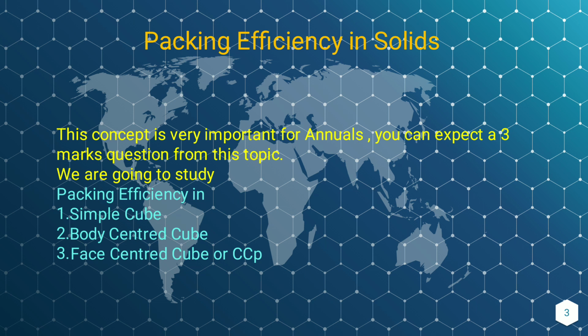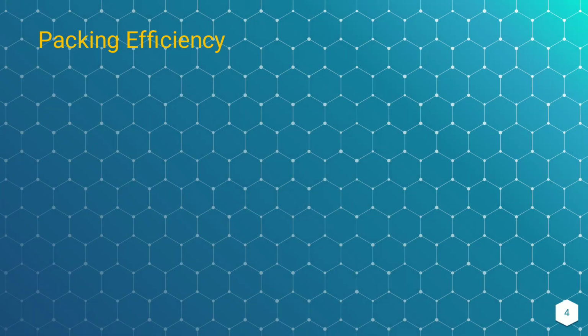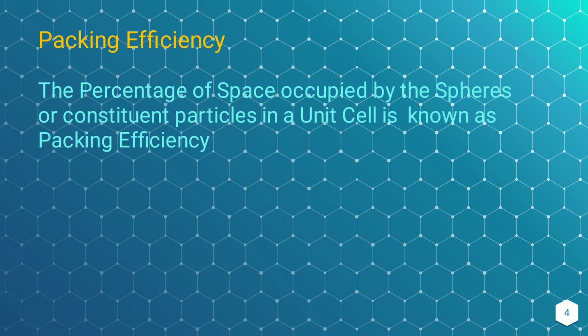In this topic, we are going to study the packing efficiency in simple cube, packing efficiency in body-centered cube, packing efficiency in a face-centered cube, or it is also called cubic close packing or CCP, FCC or CCP. All right. So, what exactly do we mean by the term packing efficiency? Packing efficiency refers to the percentage of space occupied by the spheres or constituent particles in a unit cell.